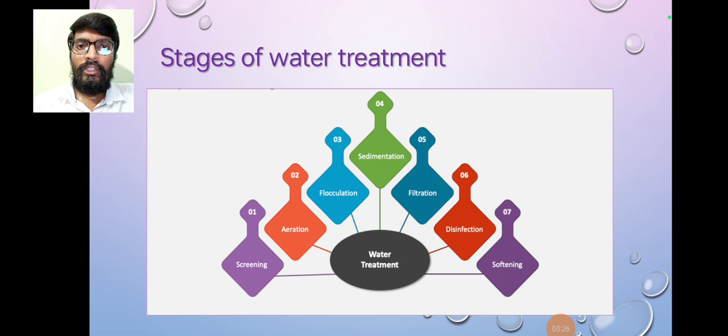The next topic is the stages of water treatment. Initially, the raw water is taken from the surface sources with the help of intake structures. Intake structures means the water is collected from the source to deliver to the treatment units. So water is drawn directly from the source.